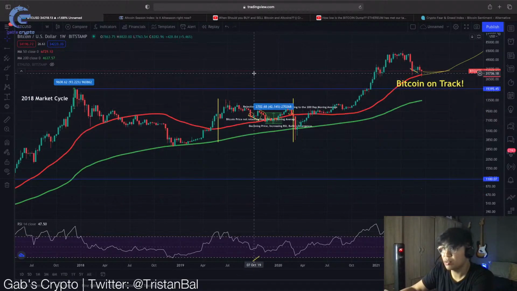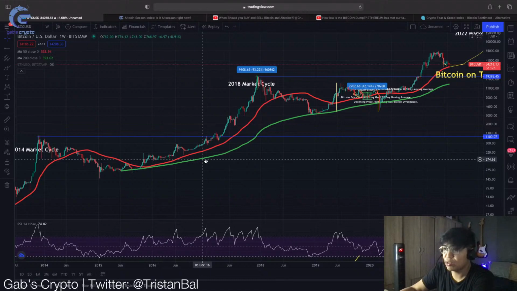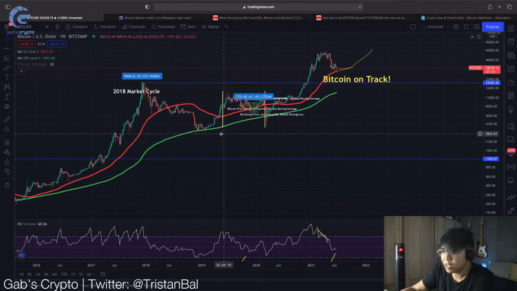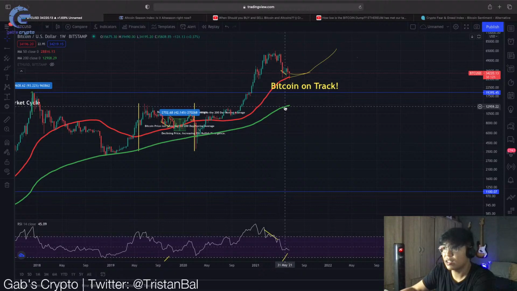And maganda din tingnan si weekly time frame kasi tingnan nyo to. Ito yung nag-hold, yung green line, yung 200 week moving average. Yan yung nag-hold ng support ng ating market cycle ni Bitcoin. And if nag-fail to, saka lang tayo makita ng weak movement for both altcoins, Bitcoin, and any coins dito sa crypto market space.